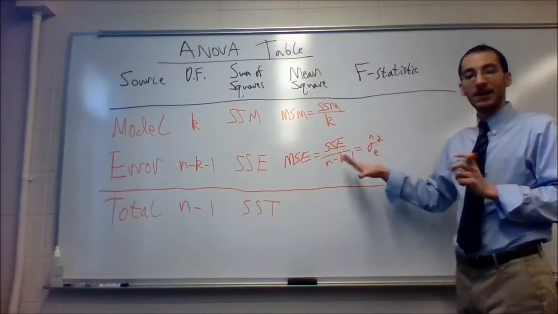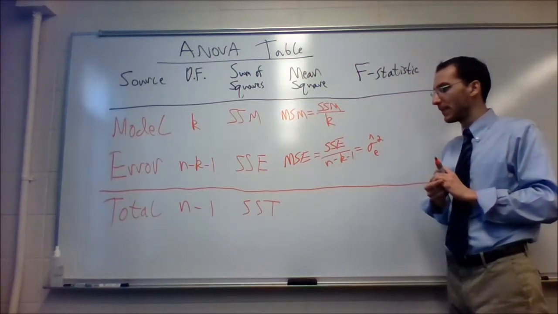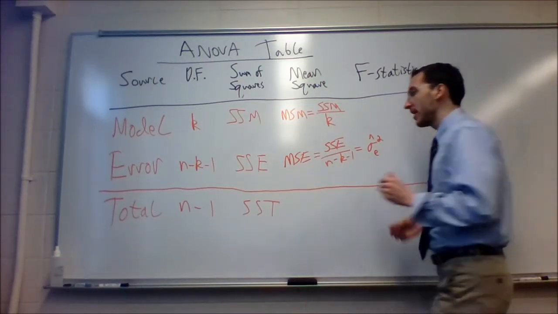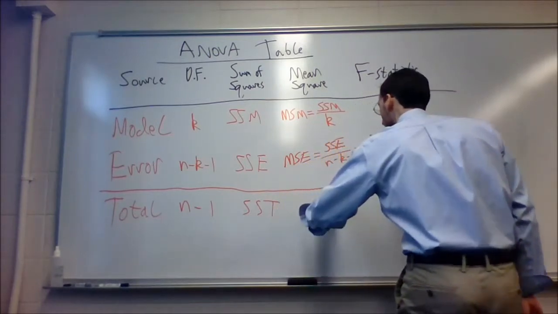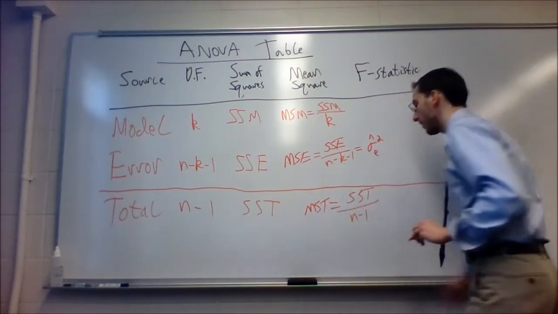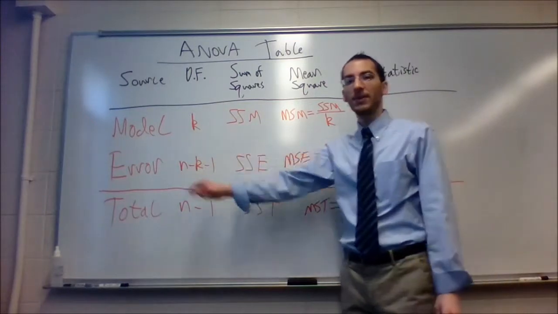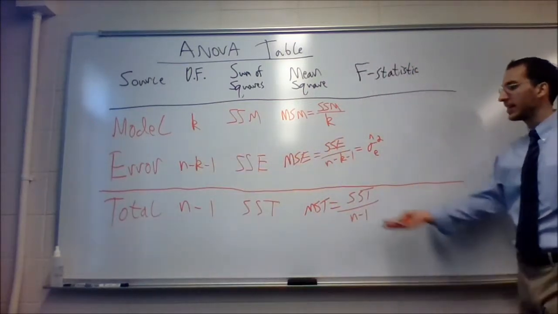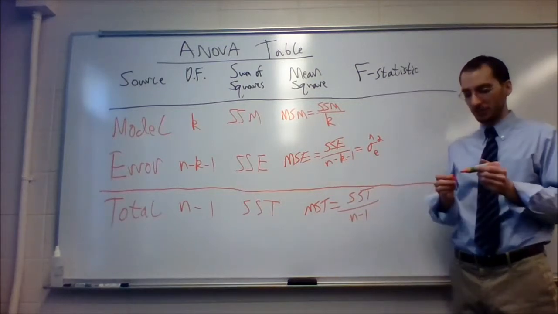Again, I'm not going to be calculating these things, but I just want to make connections between where things are coming from. And we can also define a mean square total, MST, and just say that it's sums of squares total divided by n minus 1. So I just take the sums of squares column and divide it by the degrees of freedom column. And that gives me a measure of mean squares.